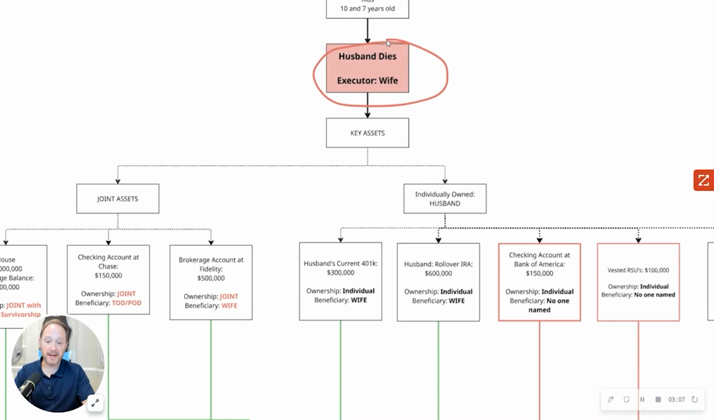All right. So the husband dies. He's age 42. The wife is 40. As part of the will, the wife was named as the executor. So she's going to be the one in charge of settling the estate and making sure that everything can get through probate without any issues.